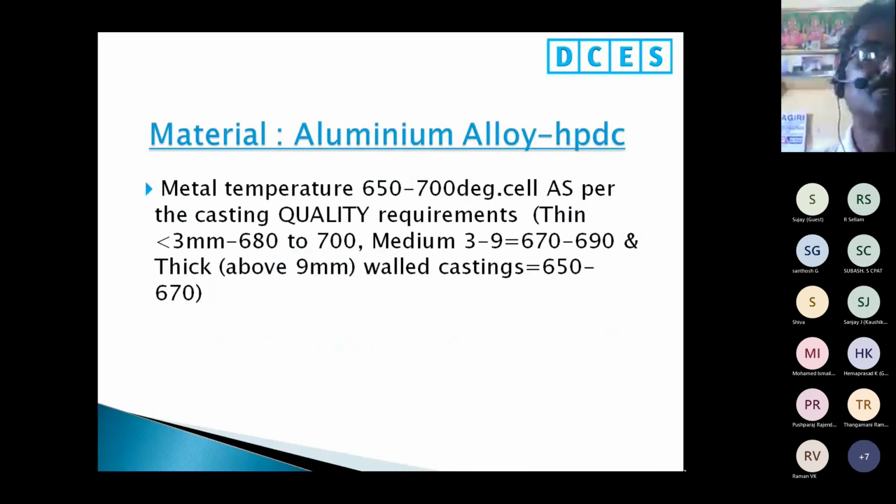The metal temperature, normally I insist here 650 to 700 degrees as per the casting quality requirement. For a thin wall component below 3 mm, it is around 680 to 700. The medium wall thickness may be 3 to 9 mm. It may be around 670 to 690 degrees Celsius. For thicker wall castings, we can use nearby 650, below 670. This is just a guideline for you. Again, all this needs to be validated properly, recorded properly, and should be used in production as per the validation report.